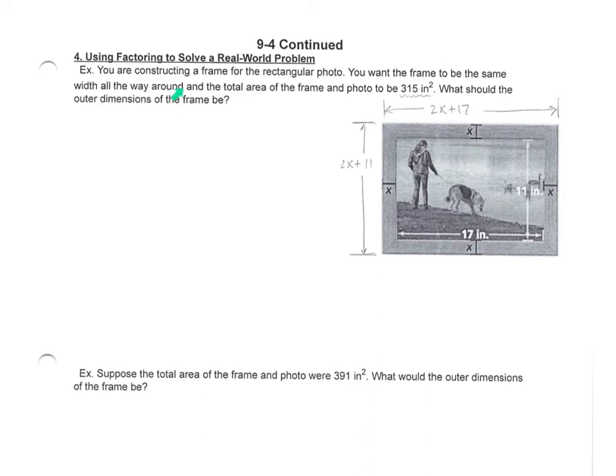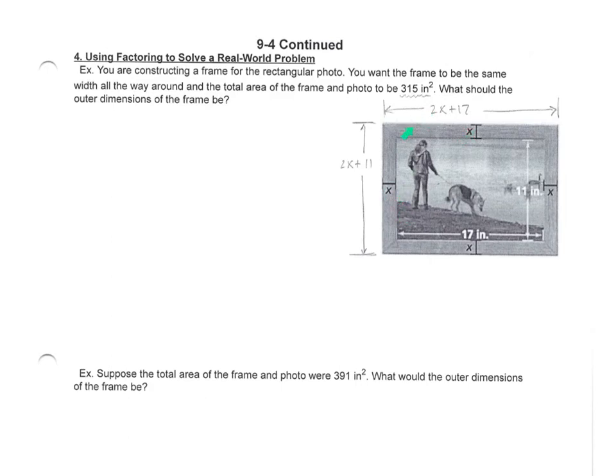The frame's going to be the same width all the way around, and the total area of the frame and photo to be 315 inches square. What should the outer dimensions of the frame be? Well, here's the frame width all the way around, it is unknown, and it's x. So we have the same width, x, all the way around.